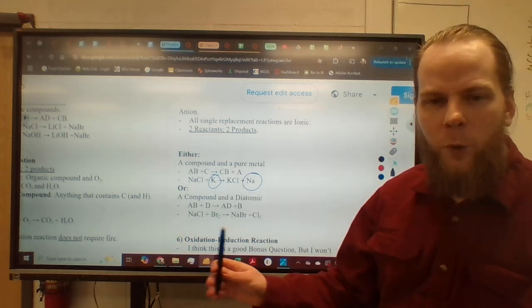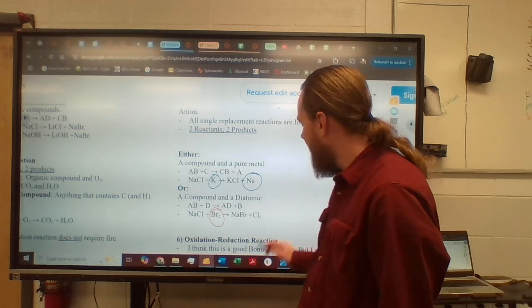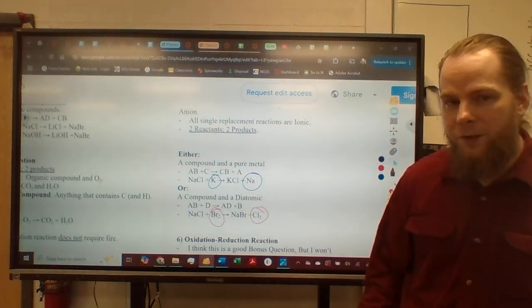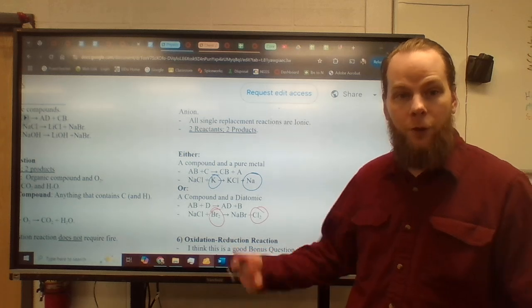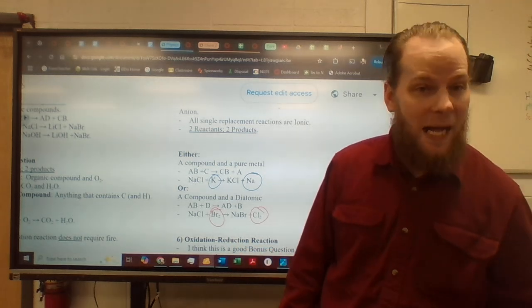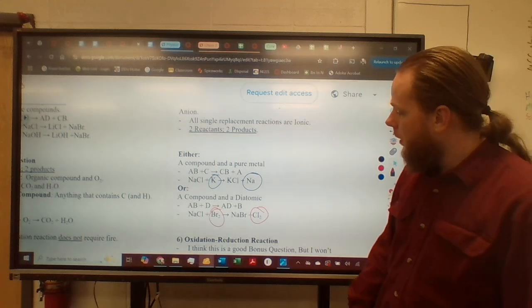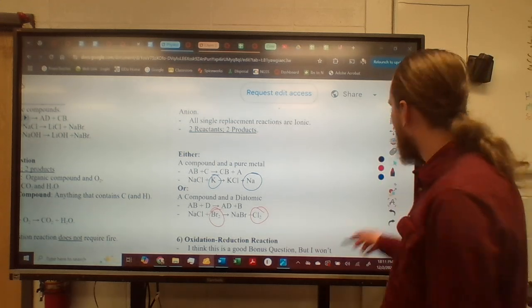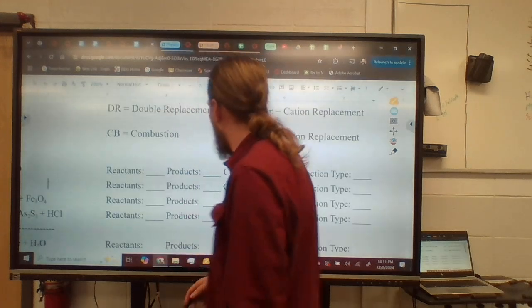Now, this other one down here, we have bromine and chlorine as the elementals. Those are nonmetals. So this is an anion replacement instead of a cation replacement. Yeah, that's pretty much it. So I'm going to clear this, and let's go back to our worksheet.